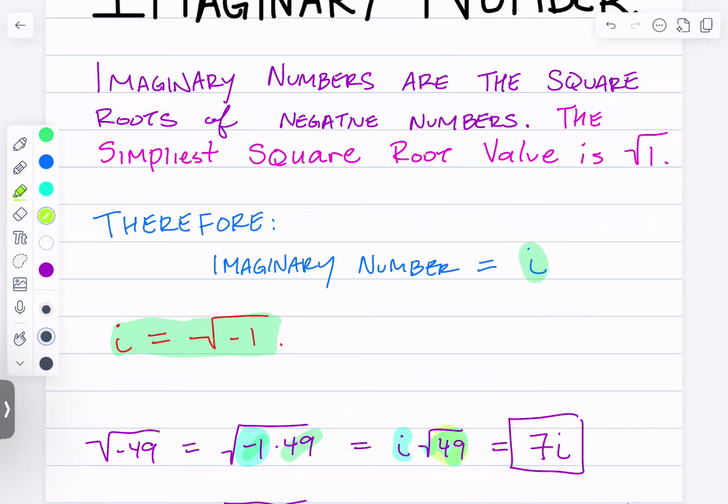equals 7. Okay? Notice that there's no plus or minus because I'm not solving. So the square root of negative 49 ultimately is going to equal 7i.